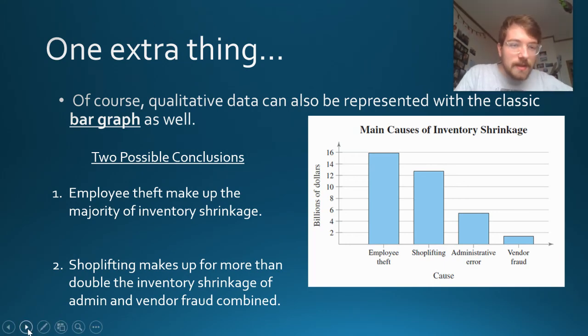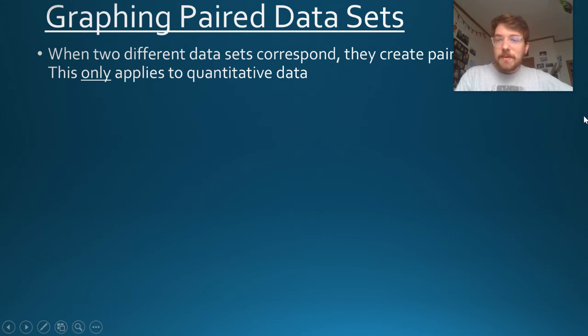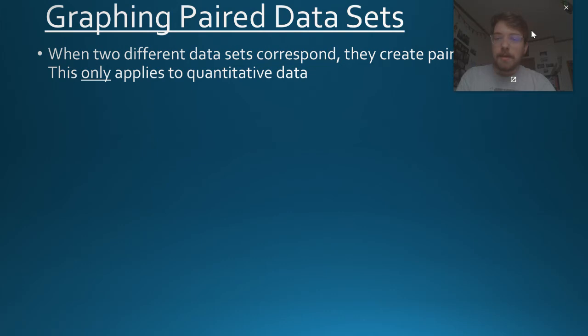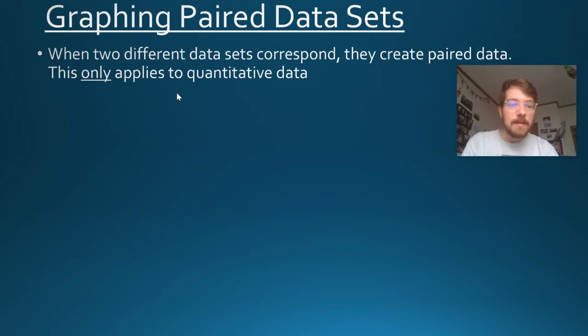Anyways, last little thing I want to talk about is if you've got paired data. And I've never really talked about that before. So if you've got two different data sets and you can correspond them in some way, that creates paired data if you're trying to relate them in some way. And this only applies to quantitative data. So if you've got one list of numbers and another list of numbers and you want to see maybe how they relate, this is what you got to do.